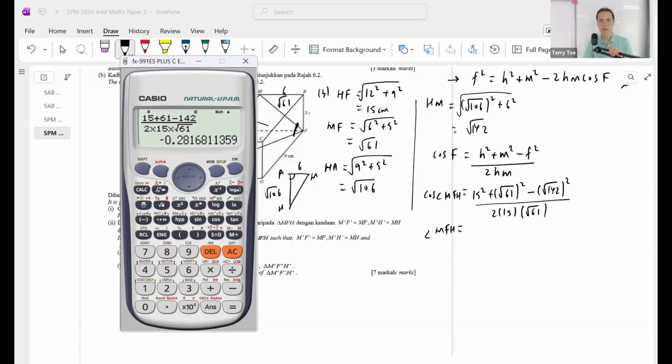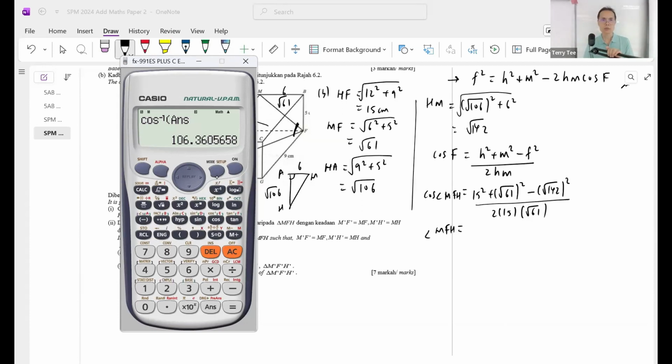Okay, let's see. Whatever I'm getting here, shift cos answer equals 106.36. Okay, I don't know. Maybe it's a mistake somewhere. Is there a mistake when I type in?